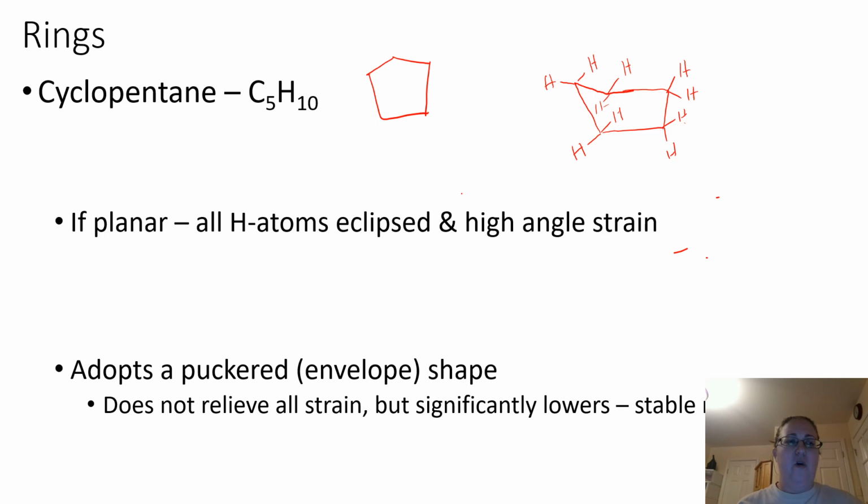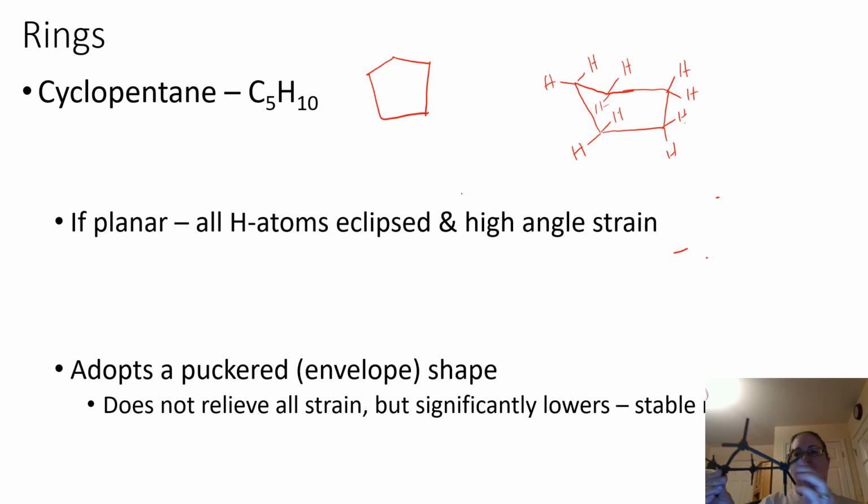We do alleviate quite a bit of strain here because our bond angles go back to being very close to 109.5 because of it. So if you look at my model kit, it's not very planar. If I put it on the side, one of those carbon atoms is sticking out significantly compared to the other ones. That is what we call this envelope, this puckered shape that we have.